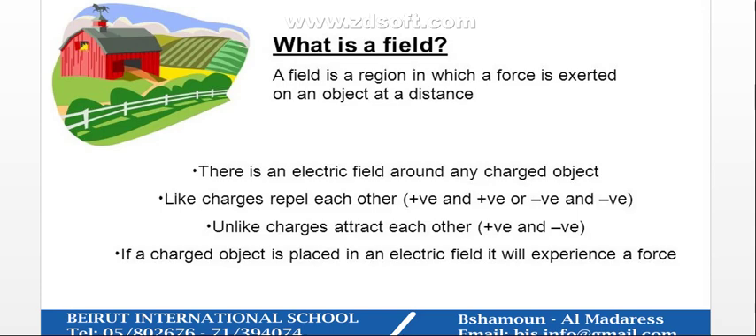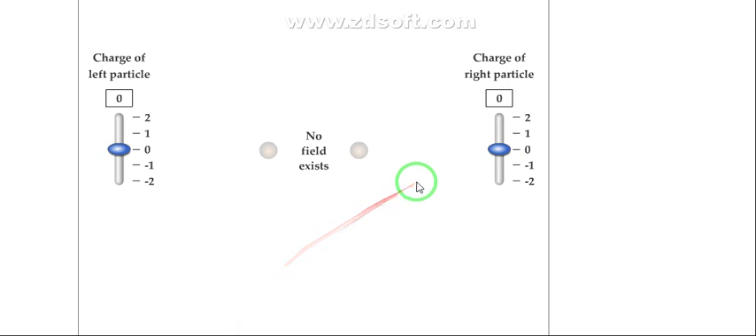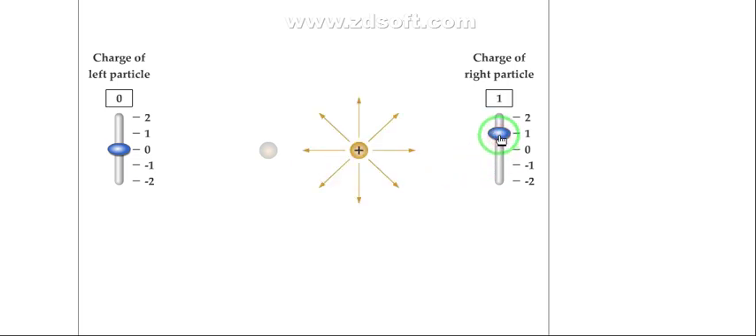You will say now that the teacher is only reading what is written in the PowerPoint. Let's do this. We have two objects. They are neutral. If one of them is positively charged, we can see clearly that a certain vector, or many vectors, appear around this positively charged object.